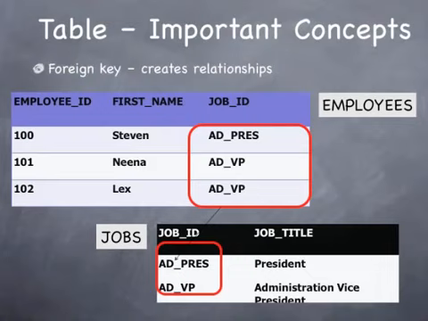There is a relationship being created by the data in these two columns. Now if we say that an employee must hold a known job, then the values taken by the job ID column of the employees table must be found at all times in the job ID column of the jobs table. Here the foreign key column is the job ID column in the employees table.